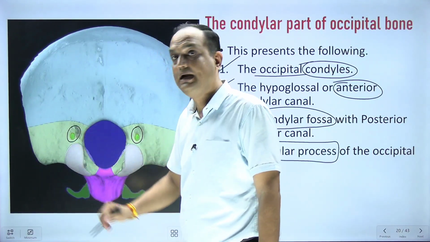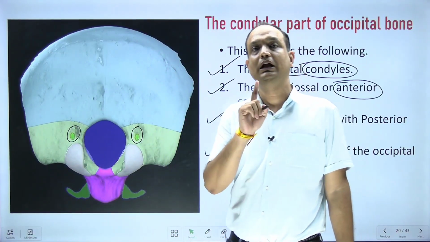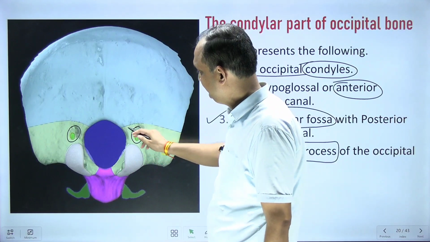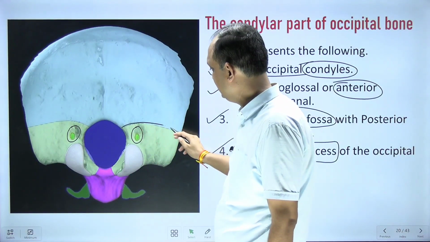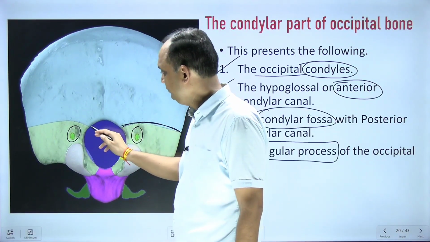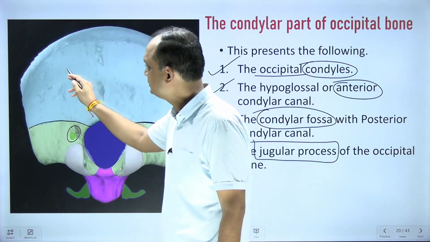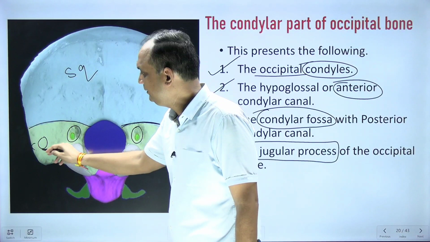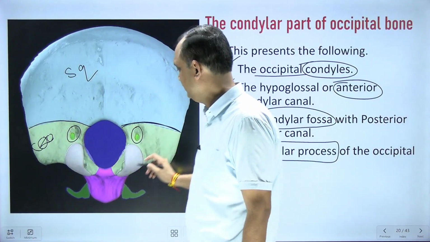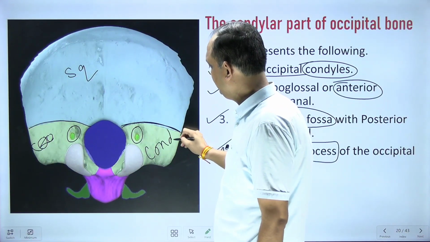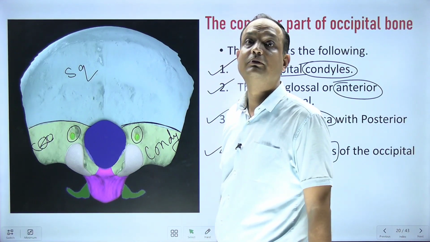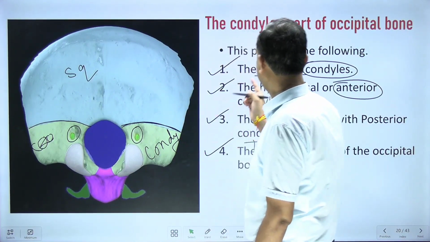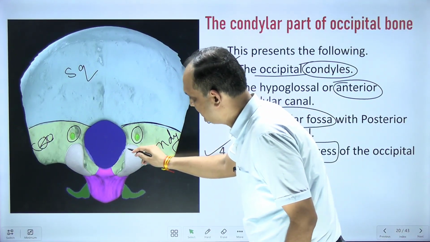Now the area behind the occipital condyles is known as the condylar fossa. Keep this in mind: behind the condylar fossa, if you draw a line, you are making a junction between the squamous part of the occipital bone and the condylar part of the occipital bone. Clear? So this is the condylar part, this is the squamous part of the occipital bone, and here you will have the occipital condyles.